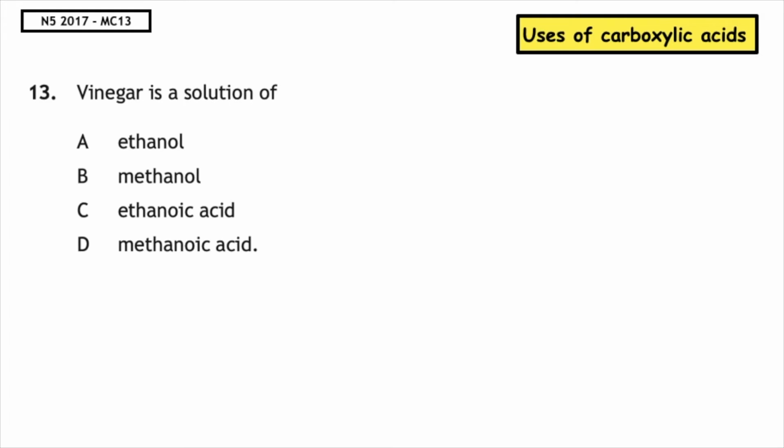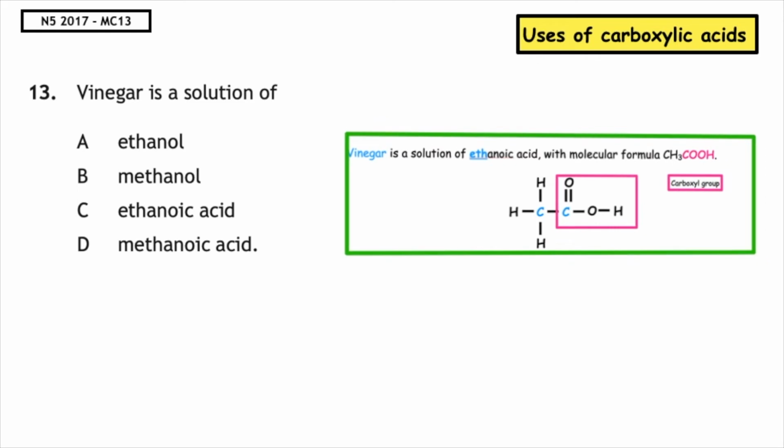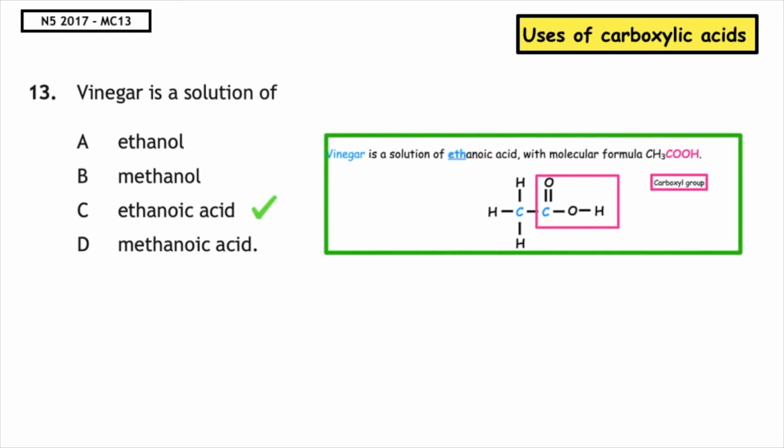This past paper question is from the National 5 2017 multiple choice 13. Vinegar is a solution of, remember this is one of the rote learned things that we have to know, that vinegar is a solution of ethanoic acid.